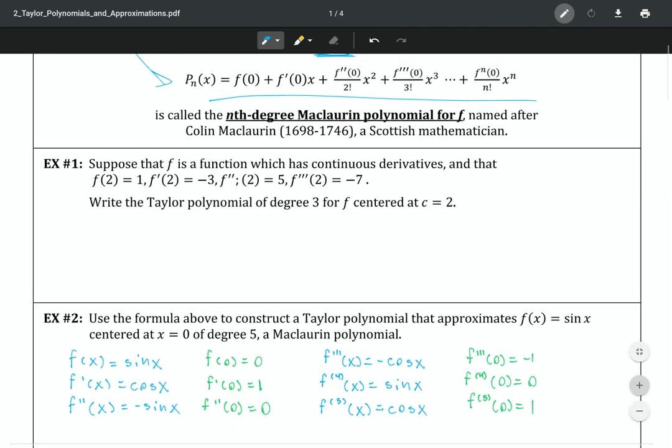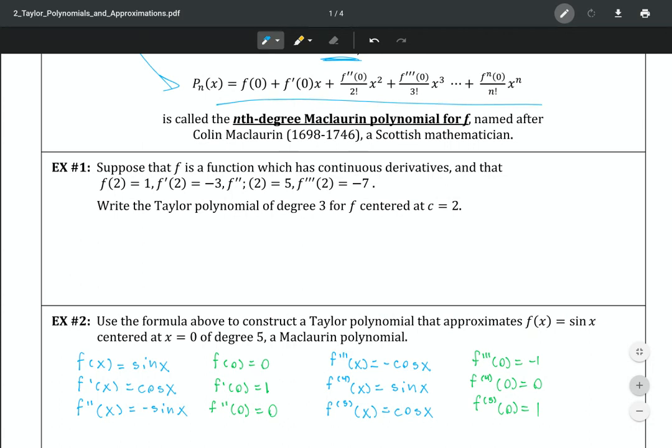All right, so let's go ahead and move on to example 1. Now, suppose that f is a function that has continuous derivatives, and that's the important part. In order for you to do a Taylor polynomial, you have to make sure that you have an infinite amount of derivatives, okay? So you have first, second, third, fourth, fifth, sixth, seventh derivatives, and so on. So in this case, we don't even know what the function is, but we're going to try to use the Taylor polynomial to approximate what this function is.